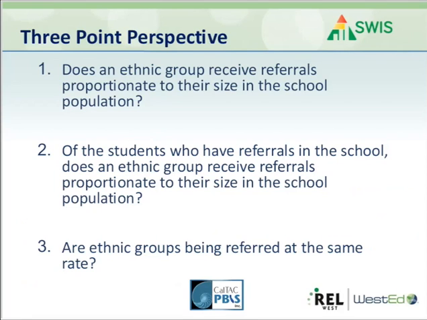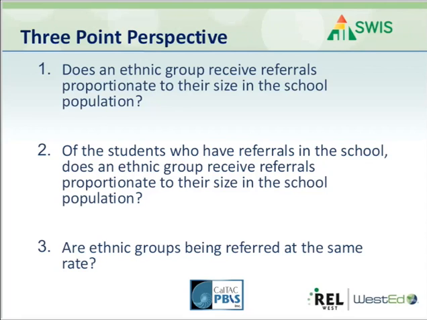So in this 3-point perspective, we're really looking to see the percentage of enrolled students compared to the percentage of office discipline referrals received by each of those racial or ethnic groups. So this is getting to that question that was just asked about, and you're wondering if you can tell if certain kids are getting all of the referrals. You would make sure you were looking at your data that way, making sure that you're taking a look at percentage of enrolled students.